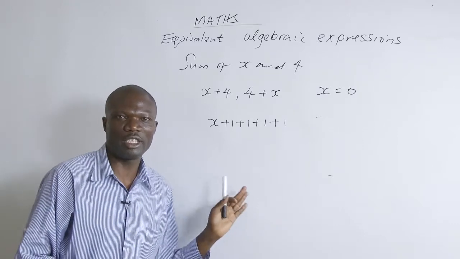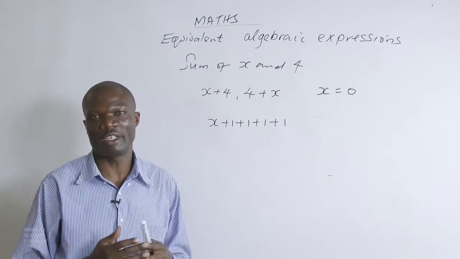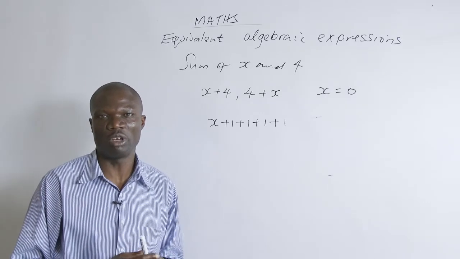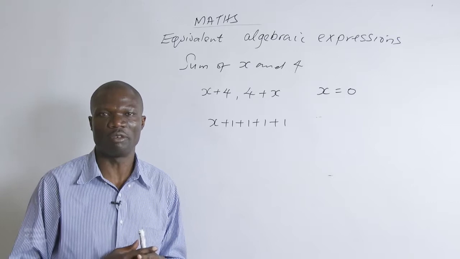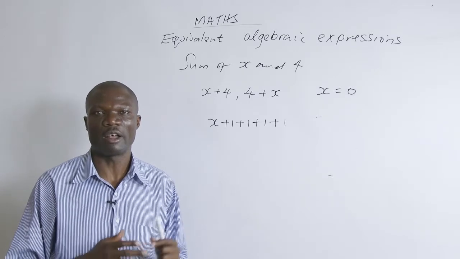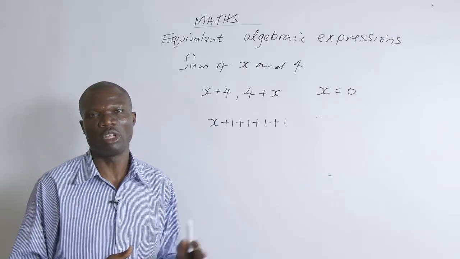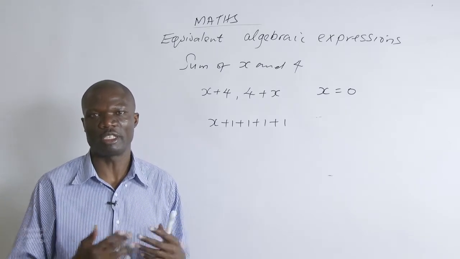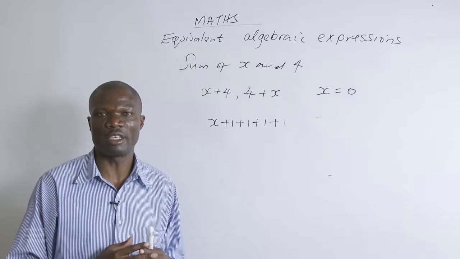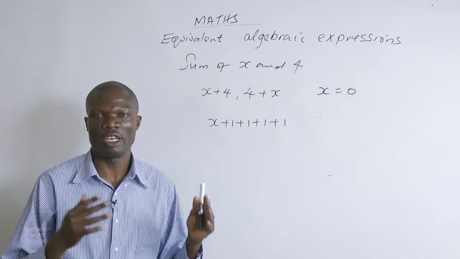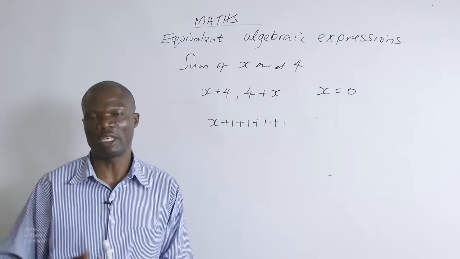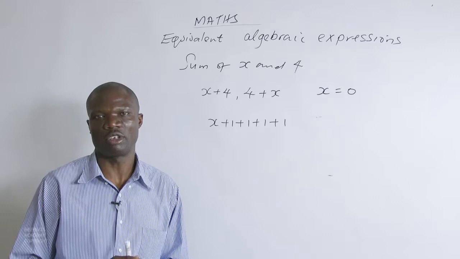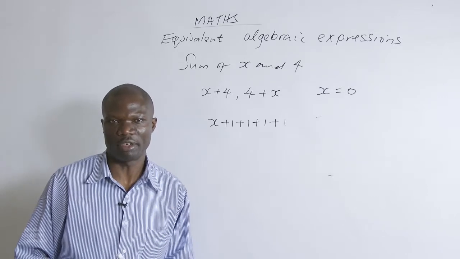Now, to illustrate this issue of equivalent algebraic expressions, we are going to use a table and substitute the values of the pronumerals at every given interval, and then we see which expressions give us the same answer. If the answer is the same when substituted with certain values, then we say the expressions are equivalent. So let us look at the table that follows.